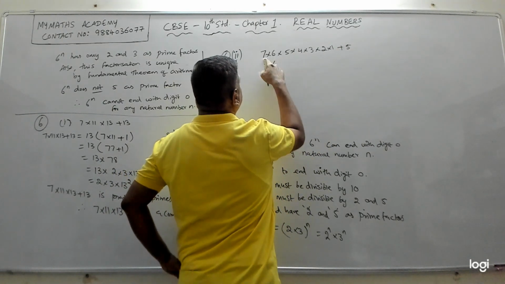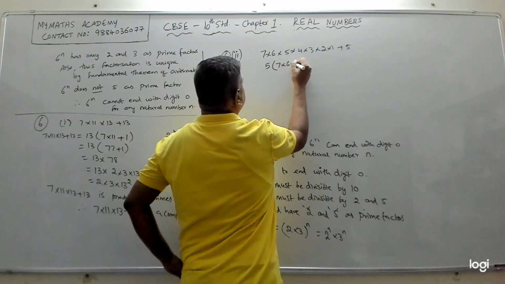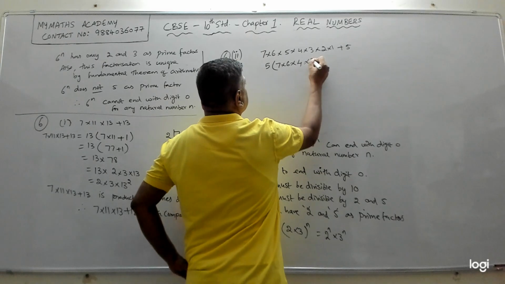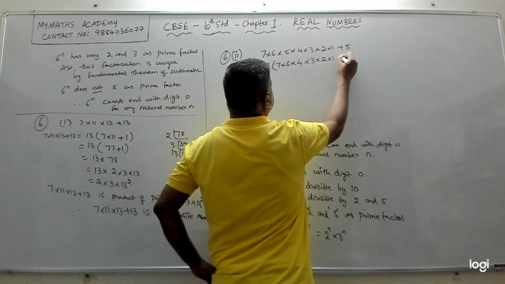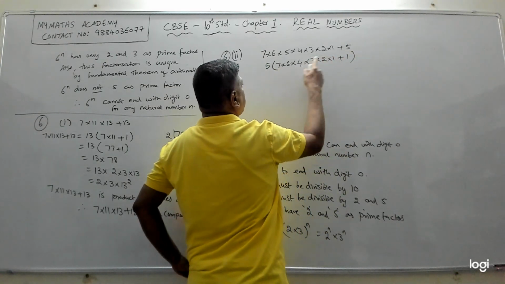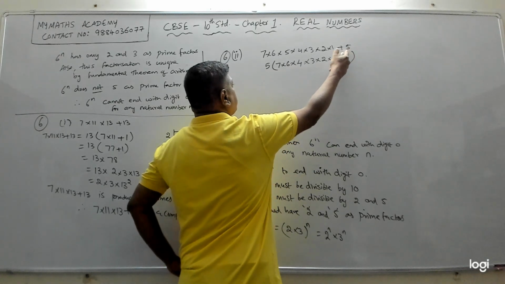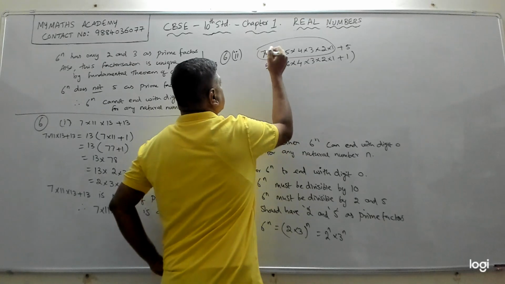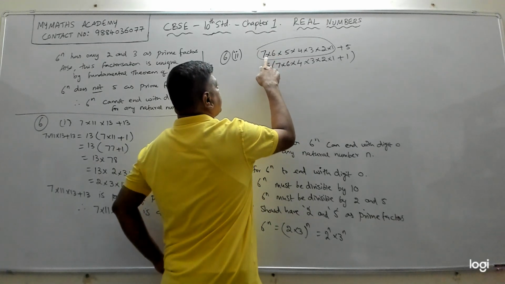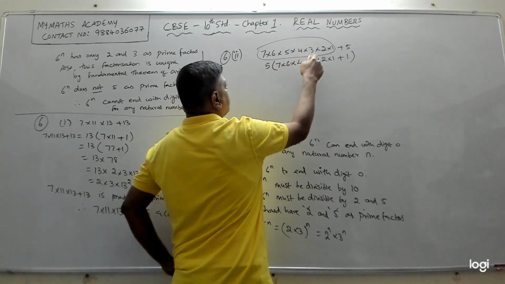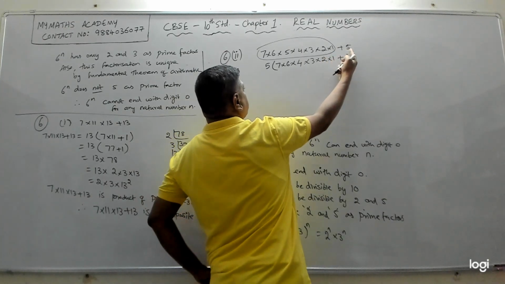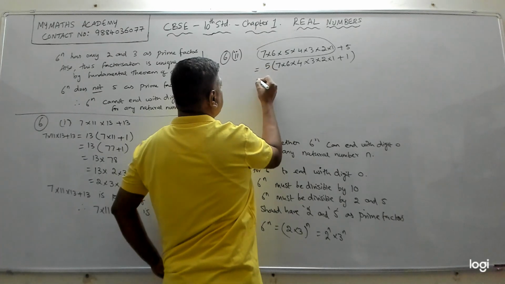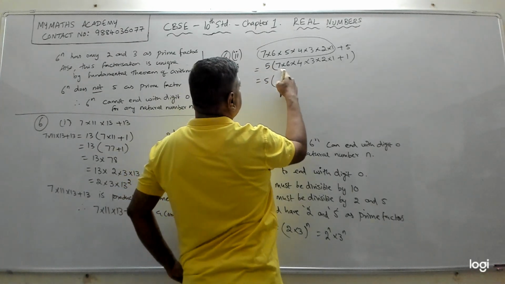If I take 5 common, I'll have 7 into 6 into 4 into 3 into 2 into 1 plus 1, because I have taken out 5. This whole thing is one term. From here I took 5 common, and I write the rest, 7 into 6 into 4 into 3 into 2 into 1. Plus 5, with 5 taken out, becomes plus 1. So that is equal to 5 into, now multiply all this.